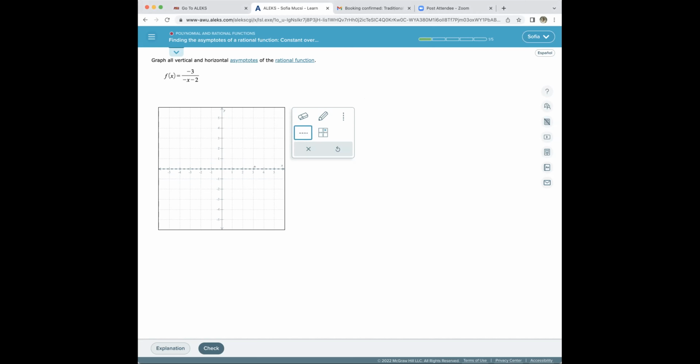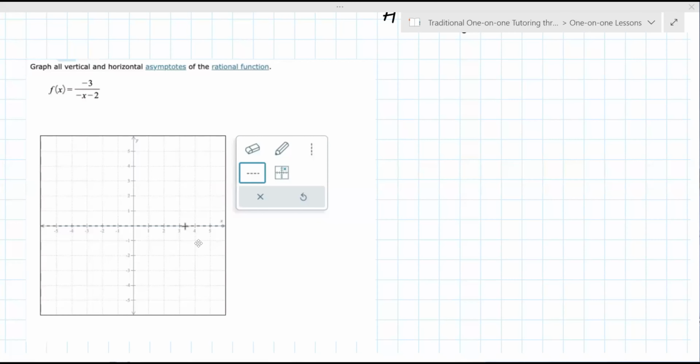So to get the vertical one, you set the denominator equal to 0. Okay, great. All right, so I'll share my screen here to get this. You already got the horizontal down. Great. Got that one down.